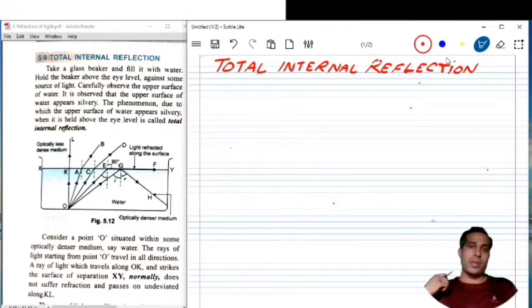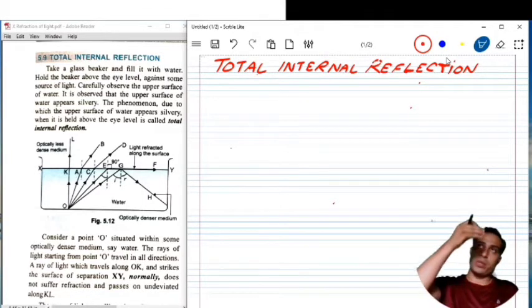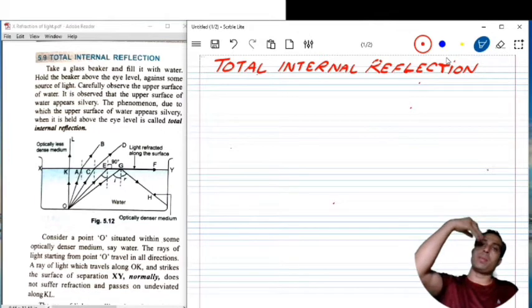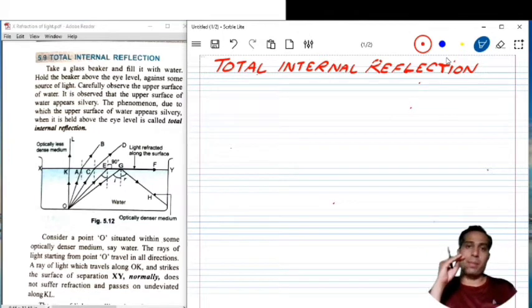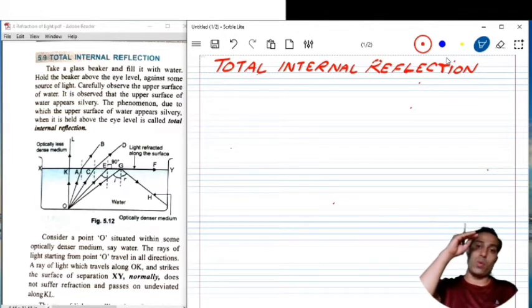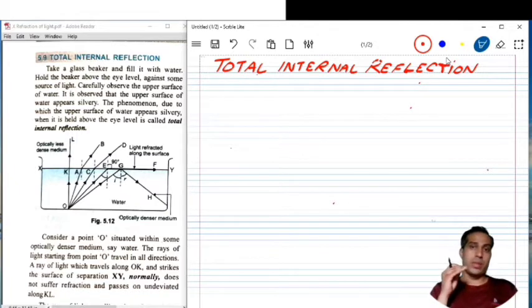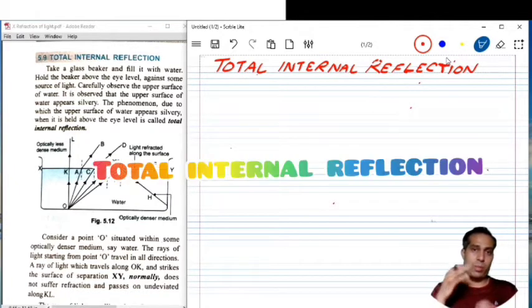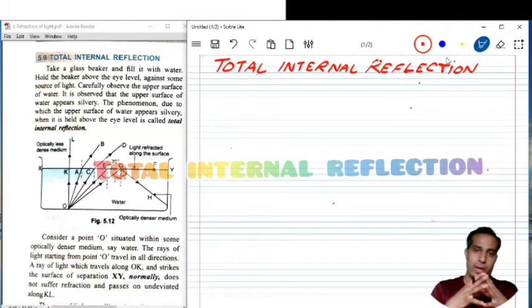We have a transparent glass of water, and if you see it from downside to upside, sometimes it happens that the upper surface of that water seems to be silvery, seems to be shiny. Why does it happen? Have you ever wondered why it is happening? Today we are going to discuss the same topic. Our topic is total internal reflection.